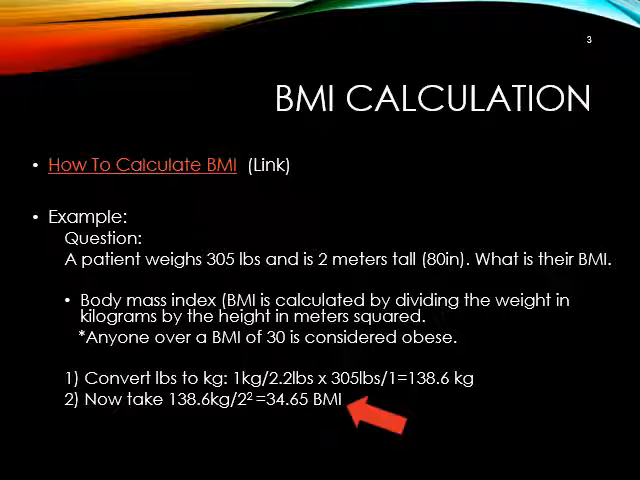So 305 pounds is equal to 138.6 kilograms. That's 305 divided by 2.2. Now take your 138.6 kilograms and divide it by 2 meters squared, and that really is 4. So 138.6 divided by 4 gives you 34.65.